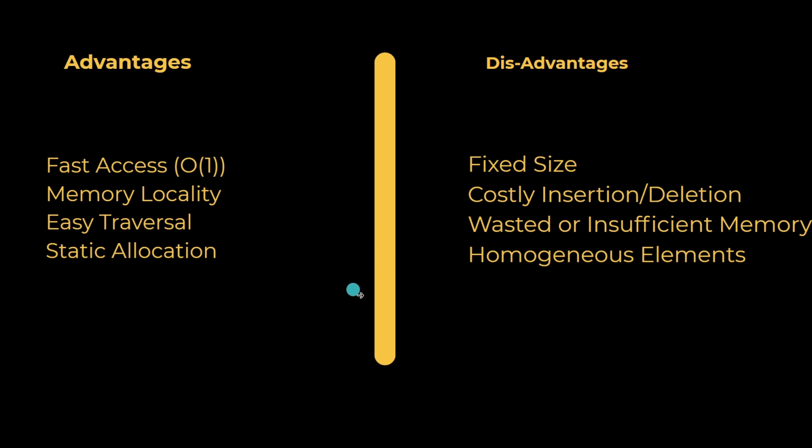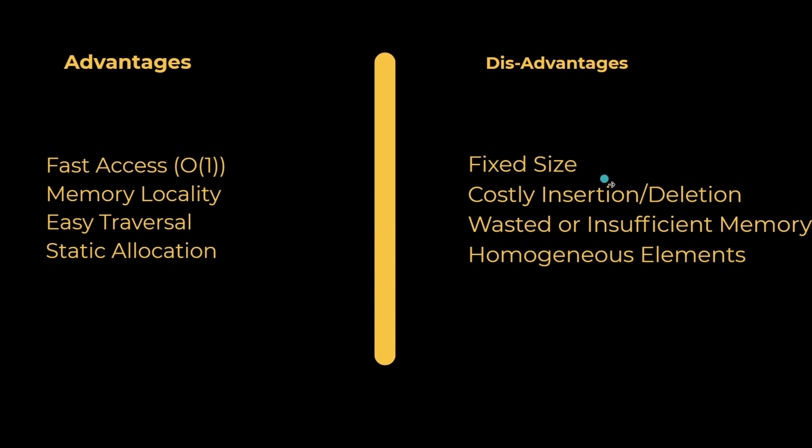So what are the advantages and disadvantages? Fast access: if you want to access an element, we can quickly retrieve the elements. And memory allocation, it is linear. And easy traversal: we can easily access all elements using a for loop. And the disadvantages: static allocation, which means a fixed size.